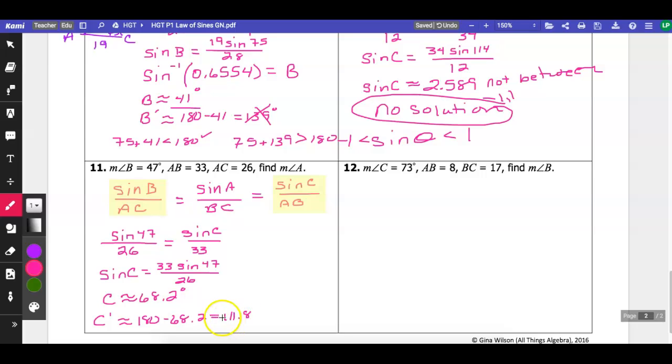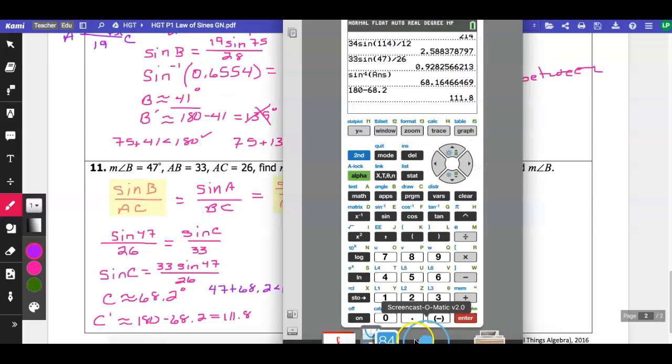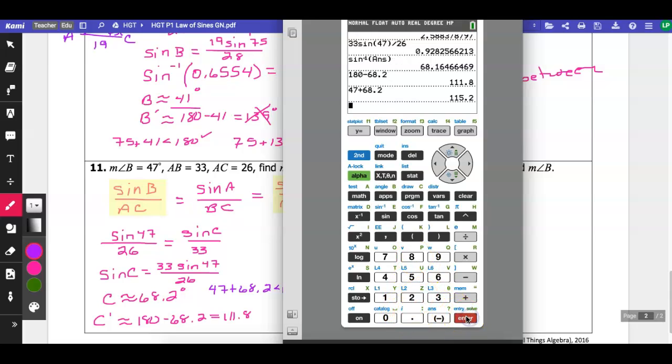All right, so now the first thing we want to do is find out, is it possible? In other words, is 47 plus 68.2 less than 180? So that's the first thing we're looking at. Back up our calculator. We have 47 plus 68.2, okay, that is less than 180. It's 115.2. So that's possible.